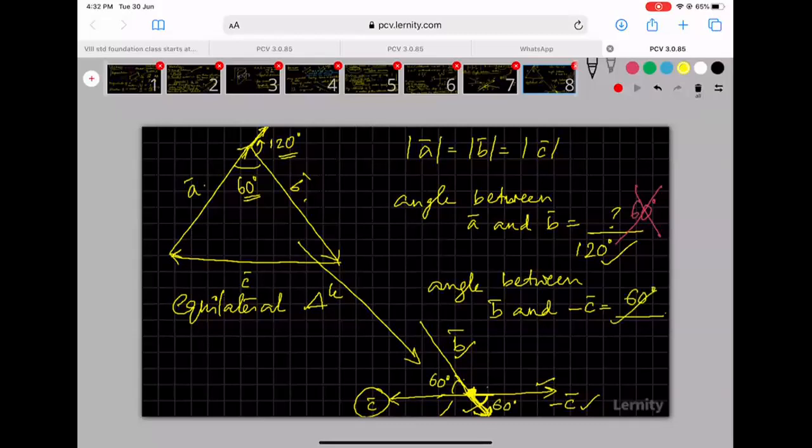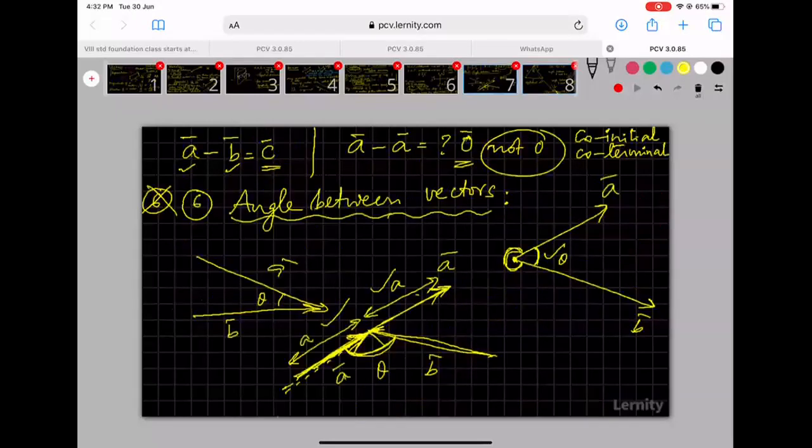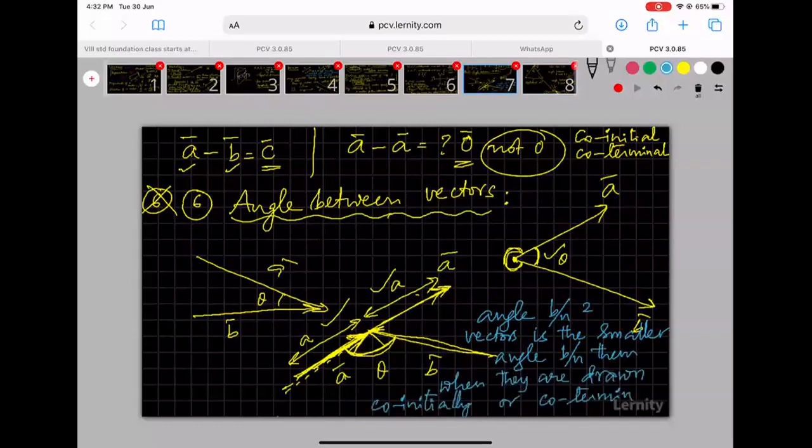Understood? The angle between two vectors. How do I define the angle between two vectors? The angle between two vectors is the smaller angle between them when they are drawn co-initially or co-terminally. Okay, so that is the definition for the angle between two vectors.